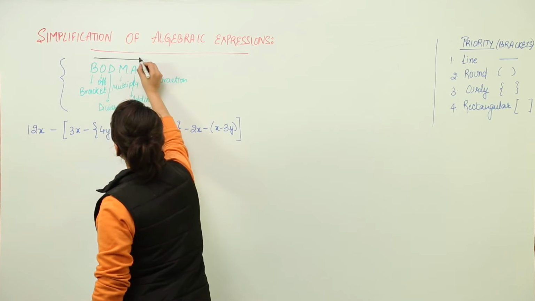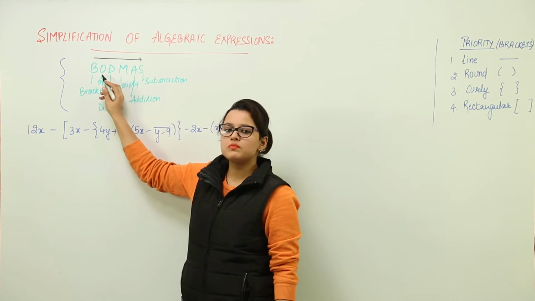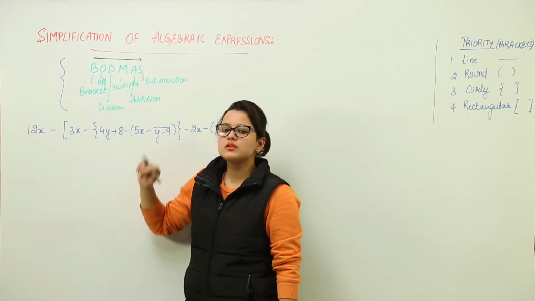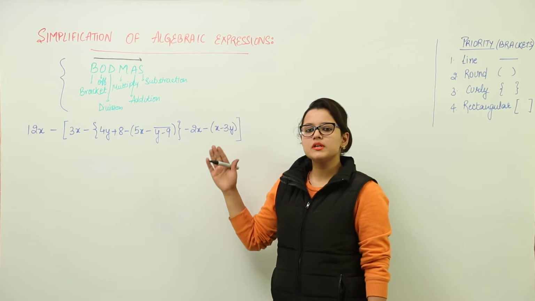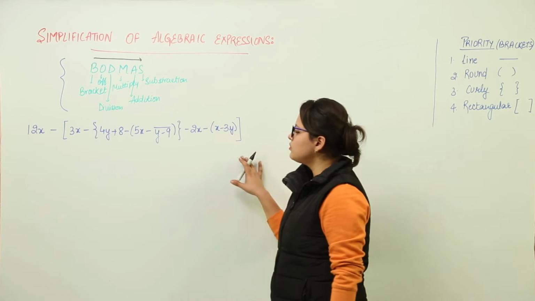That is, first of all we have to remove the brackets, or you can say the bracket should be off. Then we'll do the division, solve the division. After that, multiplication, addition, and the last one is subtraction. So we have this example over here.